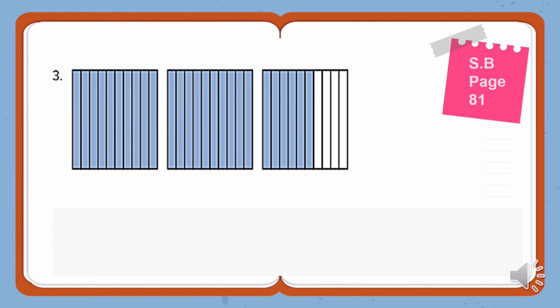Next page, number 3. I have 3 squares. The first one we colored the whole square, and the second one we colored also a whole square, and the last one we colored 6 pieces from the 10 parts I have. So the first number I have is 2 whole squares. The number will be 2 and 6 over 10 or 2.6 or 2 and 6/10.